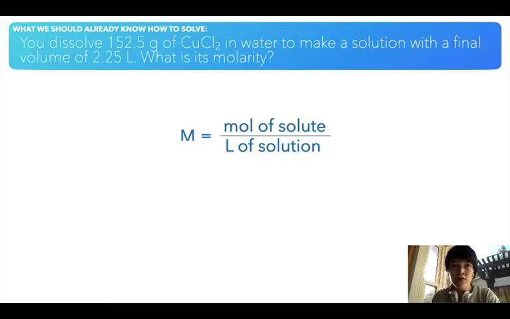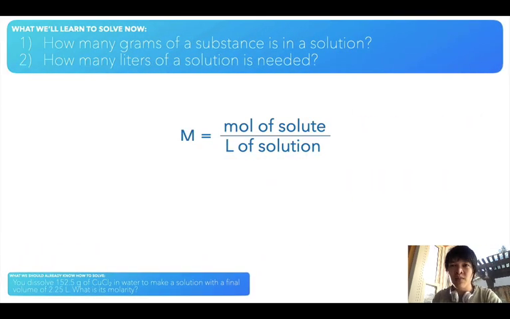Now, before we go over the new problems, I want to quickly recap the previous type, the problem where you're asked to calculate molarity. When we want to solve for molarity, we use the equation you see right there. Molarity equals moles of solute divided by liters of solution. To solve for molarity, you just need to have moles of solute, which we can get by converting grams to moles. Check. We also need liters of solution, which we can get straight from the problem itself. Check.